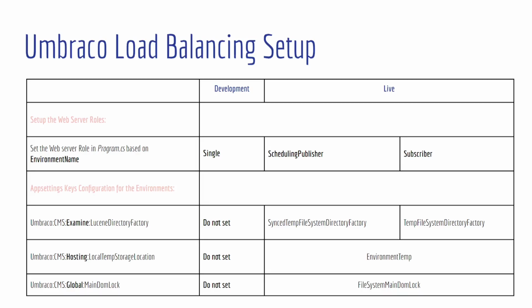In this case, for the development environment, we'll use a role called single. For the live environment, we split the roles. The subscriber represents the front end of the Umbraco project, and the scheduled publisher represents the back office.